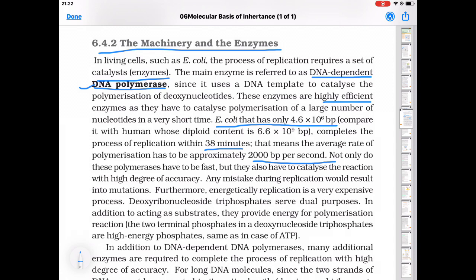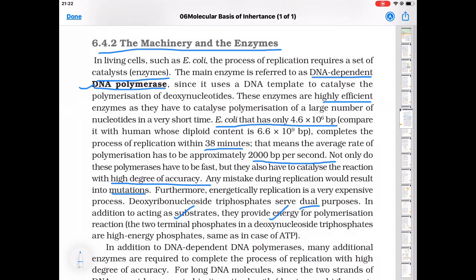Not only do they have to polymerize fast, but they have to catalyze the reaction with a high degree of accuracy. Any mistake during replication would result in mutation. Deoxyribonucleoside triphosphate, which acts as a raw material, serves a dual function. First, it acts as a substrate. Second, it provides energy for the polymerization reaction.